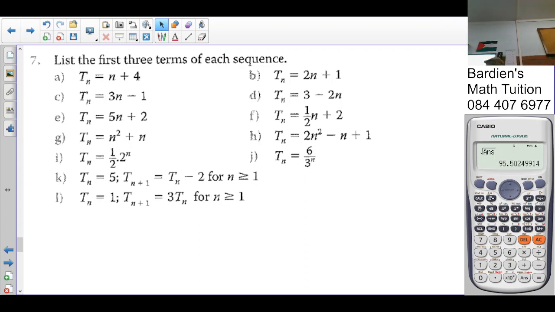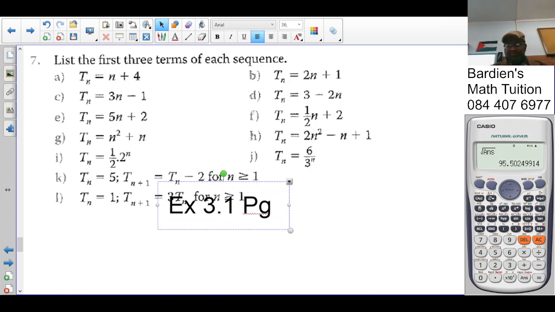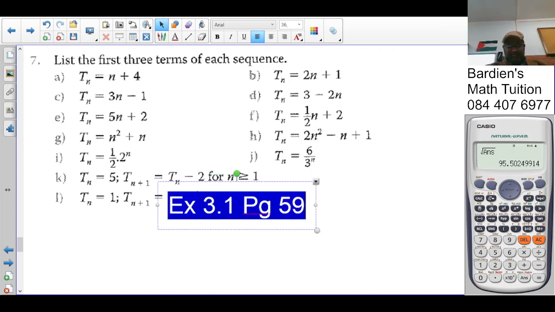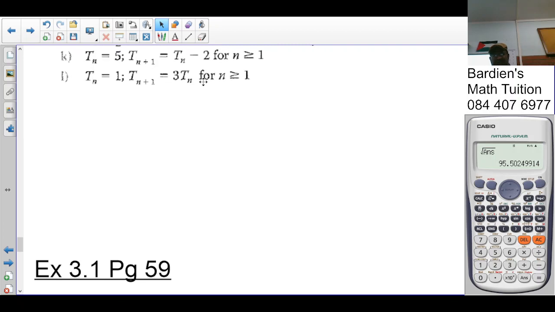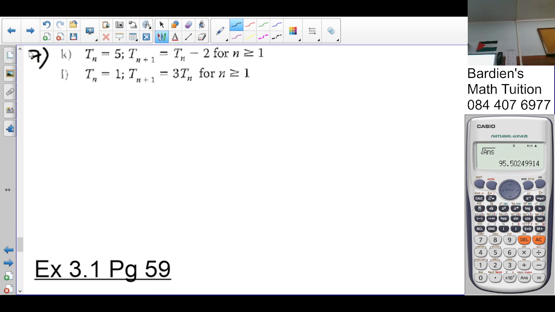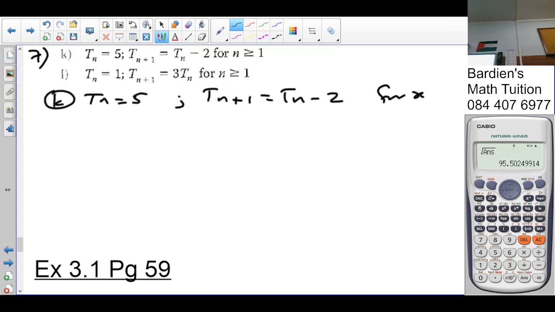Right. Let's look at K. This is exercise 3.1. It's on page 59. Number 7. Okay. So if you look at K, you've got T_n is equal to 5, whilst T_(n+1) is equal to 2n minus 2, for n is greater than or equal to 1. So in other words, you're going to start where n is 1.